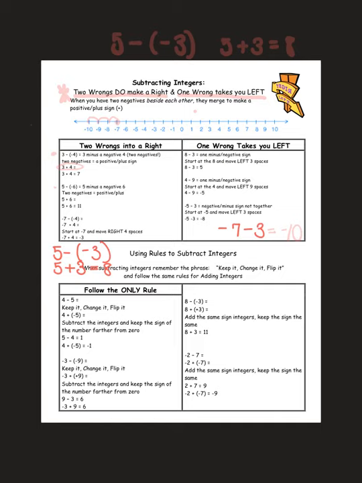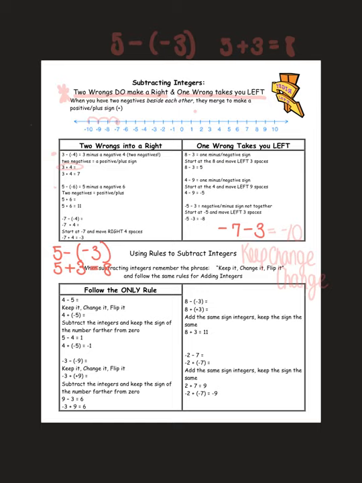So the rule that I personally prefer here is going to be keep, change, change. And what I mean by that is you're going to always keep the first number. You're going to change the subtraction sign to a plus sign, and then you're going to change the second number to its opposite. They use on these particular notes, keep it, change it, flip it. It's the same exact thing.